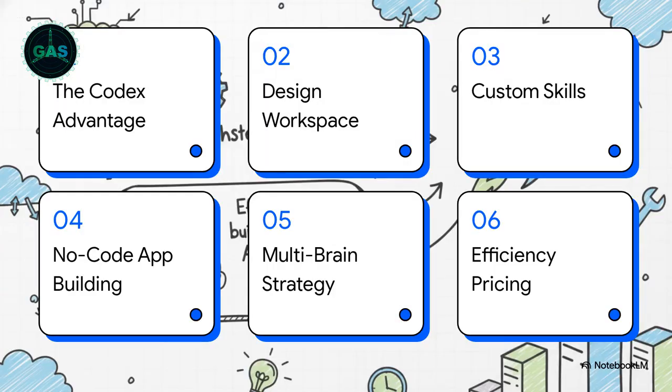Here is our roadmap for today. 1. The Codex Advantage. 2. Designing your workspace. 3. Custom skills. 4. Building apps without code. 5. The multi-brain strategy. And 6. Efficiency pricing. Okay, let's dive right in.